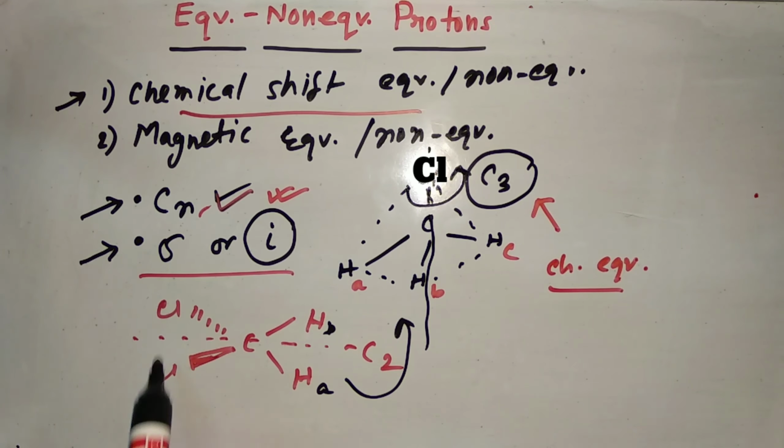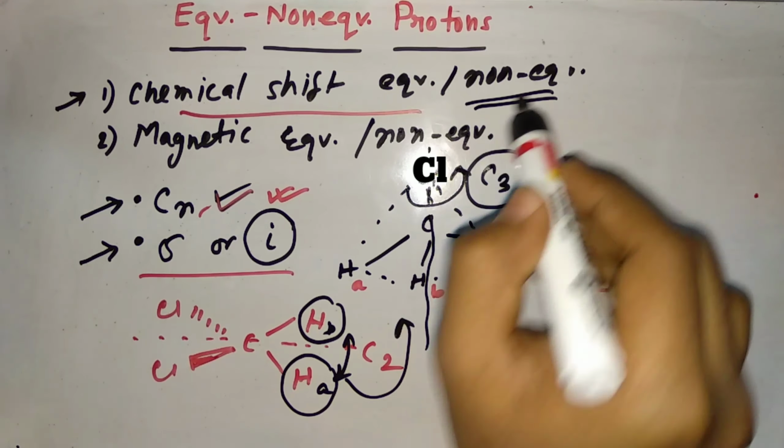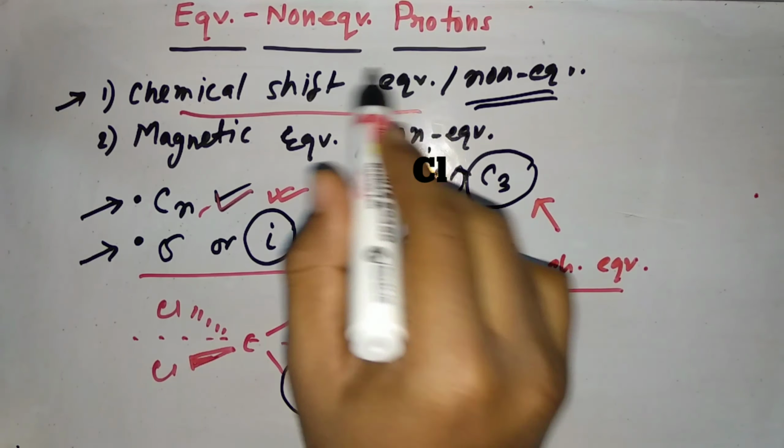Okay, but the overall structure of the molecule will be quite the same. That is why, after interchanging their positions, the overall symmetry or overall structure of the molecule doesn't change. That is why these two hydrogens will be chemically equivalent. I will be discussing the non-equivalency after showing the equivalency.